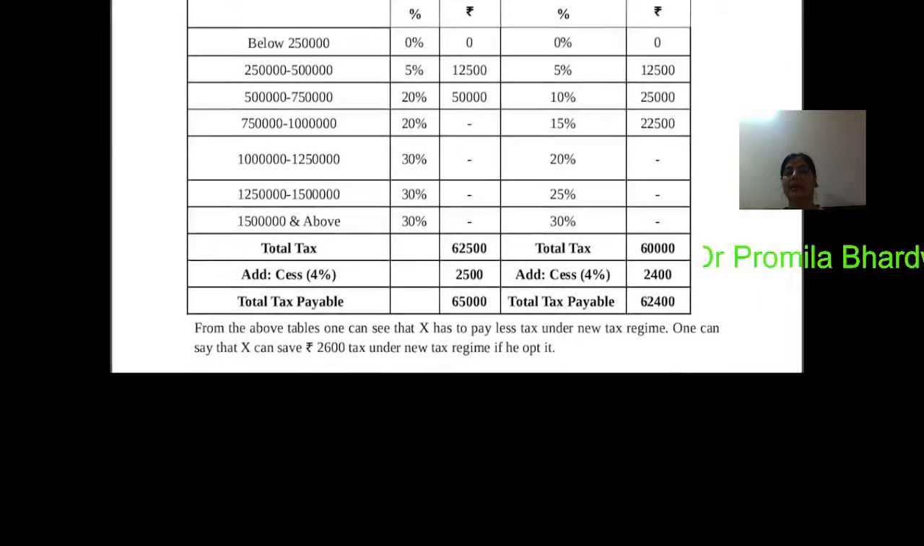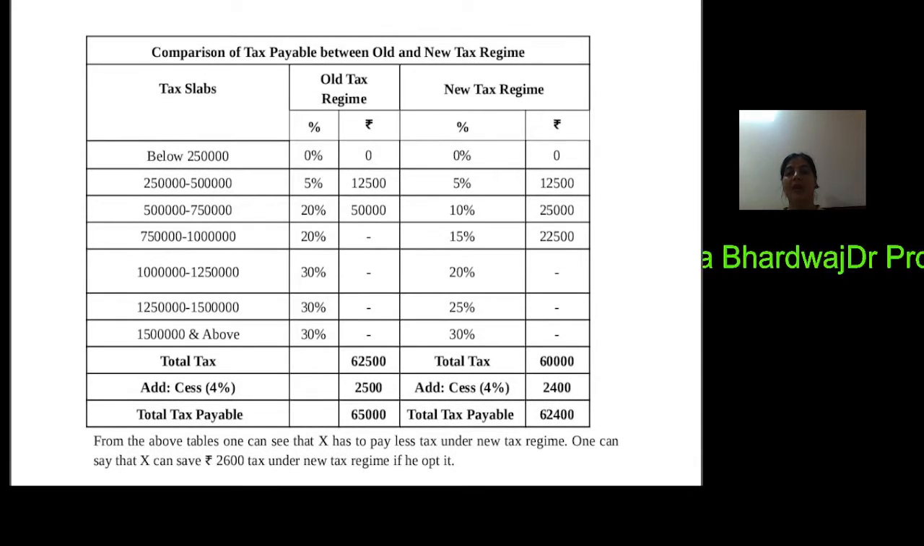But if in the old tax regime he has an income of 9 lakh, then he goes to the next tax slab above 7,50,000 and has to pay 15% more, that is 22,500. But still his tax is lesser than under the old tax regime. Now he has to pay the health and education cess, which is 4%: 2,500 under the old tax regime and 2,400 under the new tax regime. Now his tax is 65,000 under the old tax regime and 62,400 in the new tax regime.